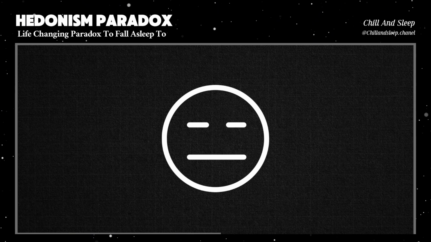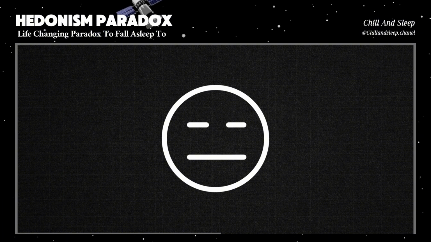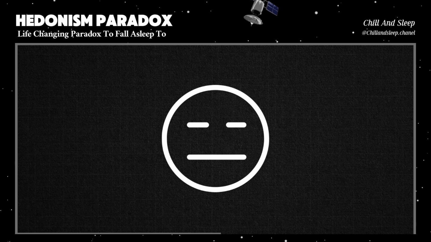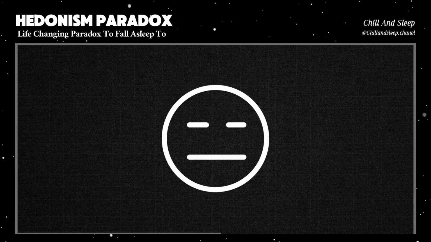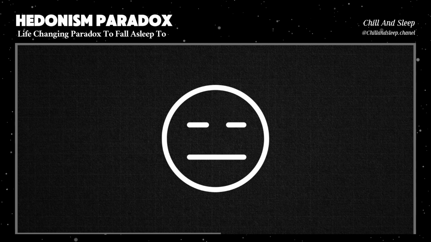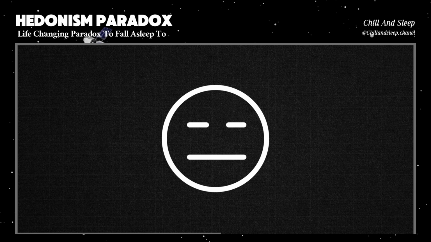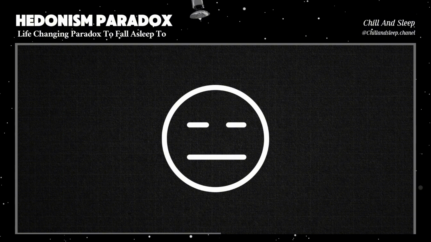The hedonism paradox also invites us to embrace the full range of human emotions. Happiness is just one piece of the puzzle. Life is made up of highs and lows, joy and sorrow, excitement and boredom. By accepting all of these experiences as part of the human condition, we can find a deeper sense of peace and contentment. Paradoxically, when we stop trying so hard to be happy, we often find that happiness sneaks up on us when we least expect it.